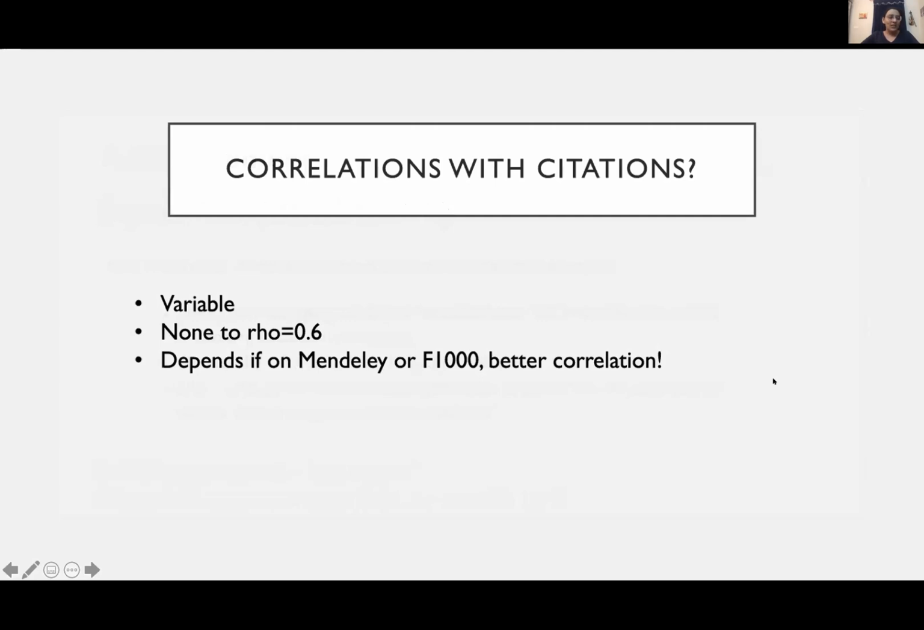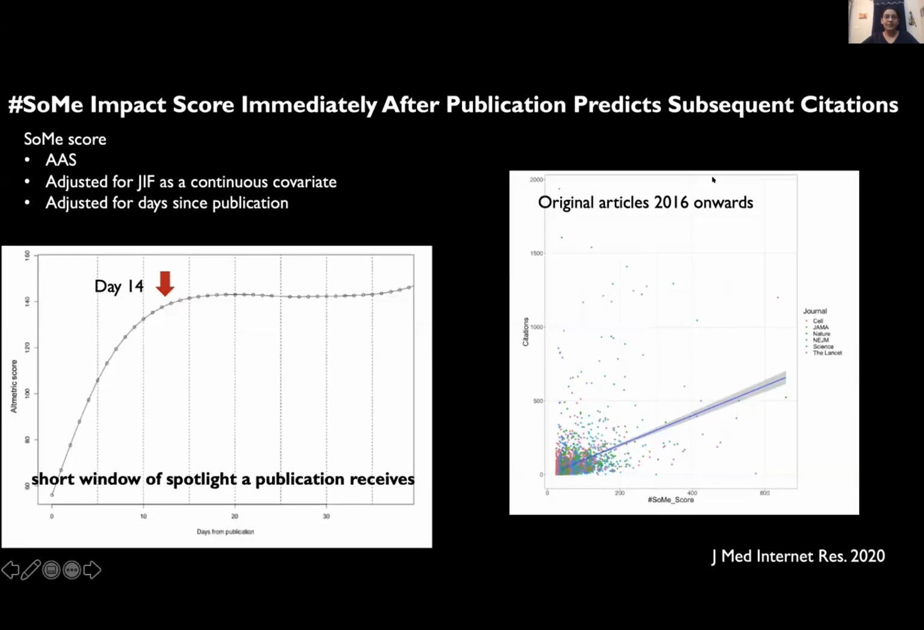So yeah, all these factors considered, and all said and done, the correlation with citation reaches a max of 0.6. In most studies, it's lower, depending on the setting and the kind of analysis that's conducted. And it depends who's the person giving attention to a research. If it's Mendeley or F1000, which is again a platform where researchers get together, then there's a better correlation.